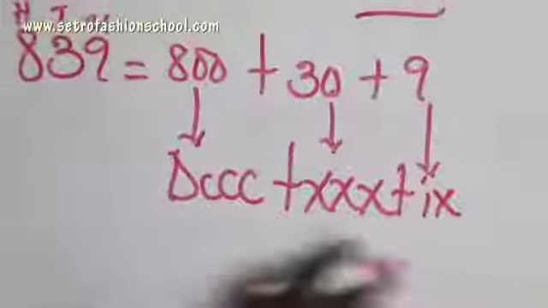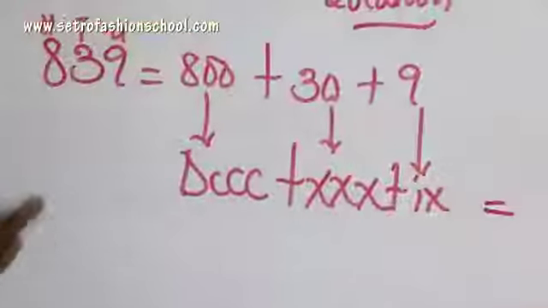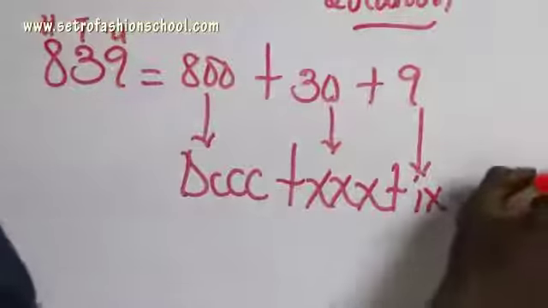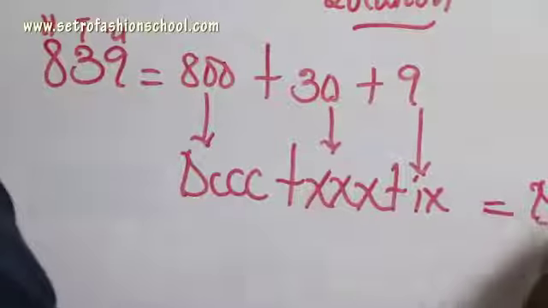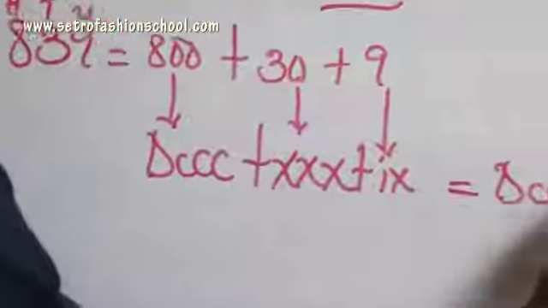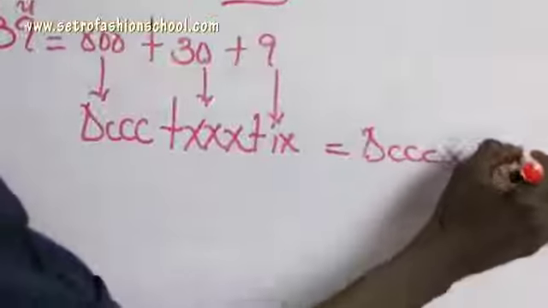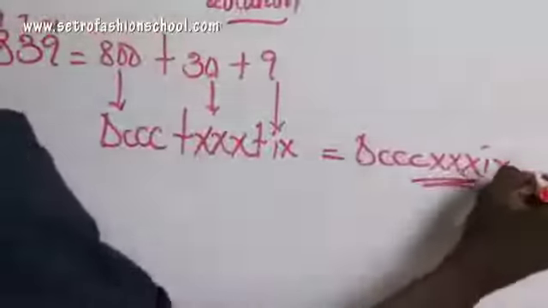So, bringing them together now, adding them together, your final answer will be DCCC, XXX, IX. This is your final answer.